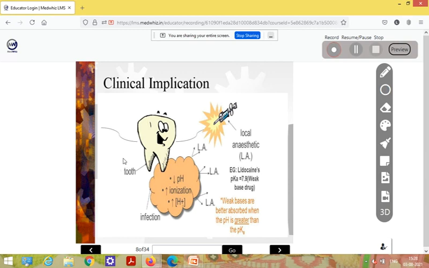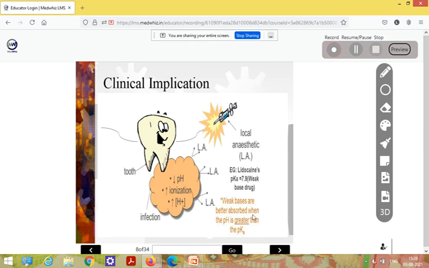So, what are the clinical implications of whatever we studied so far? Local anesthetics, especially in an acidic pH. In an acidic pH, obviously, you need more local anesthetic to exert its numbness effect. Okay, so lignocaine is a weak base drug, with a pKa of 7.9. So most of the drug is going to remain in the unionized form, so it is going to have a faster onset of action.